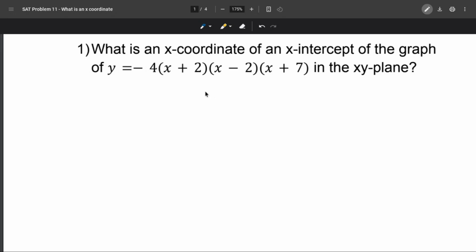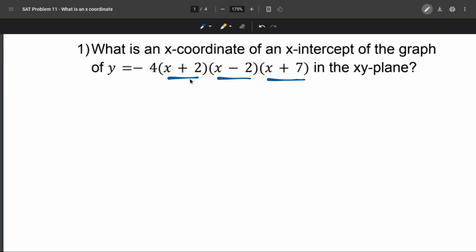The other way you can do it is you can take each of these factors here, so in this case, x plus 2, x minus 2, and x plus 7, and set them equal to 0. Because at the x-axis, where the graph intercepts the x-axis, the y value is 0. And if one of these factors equals 0, they're all multiplied by the other factors, so the entire thing equals 0.